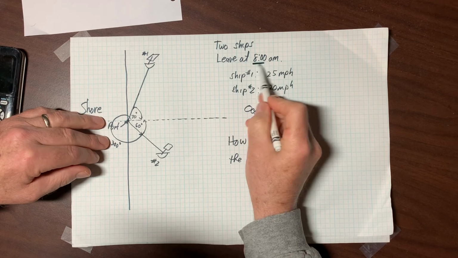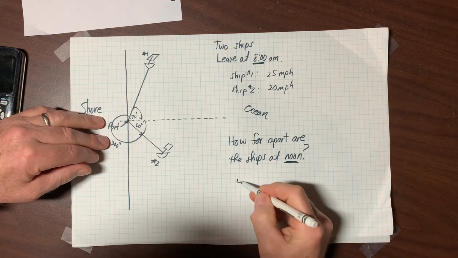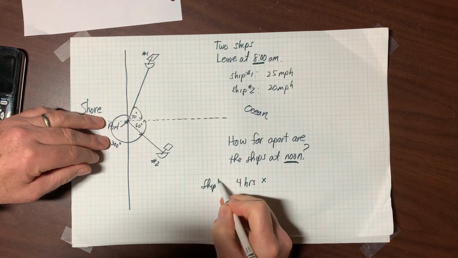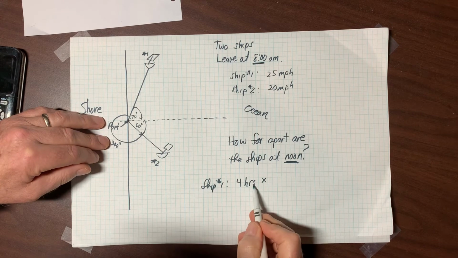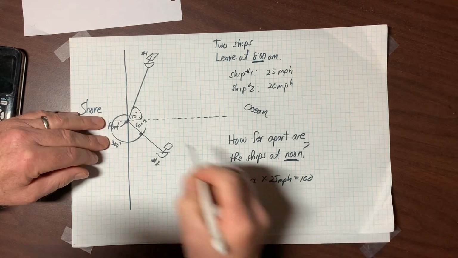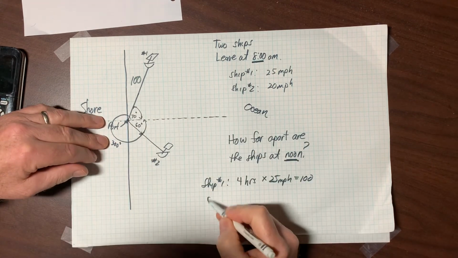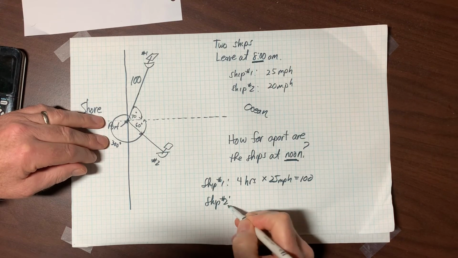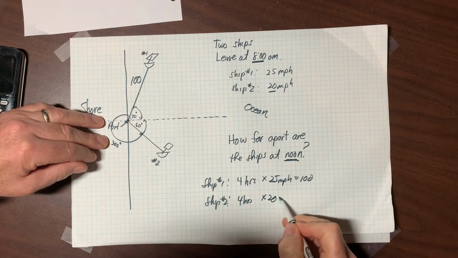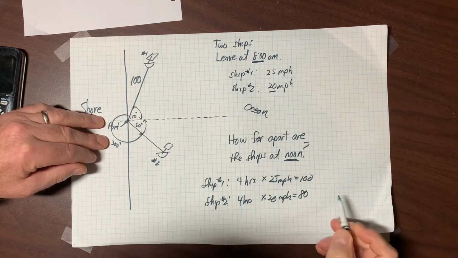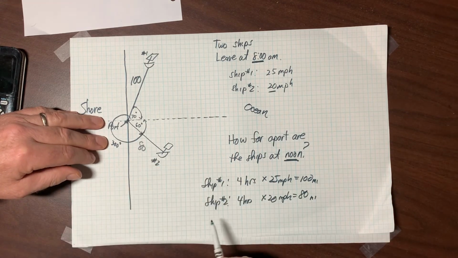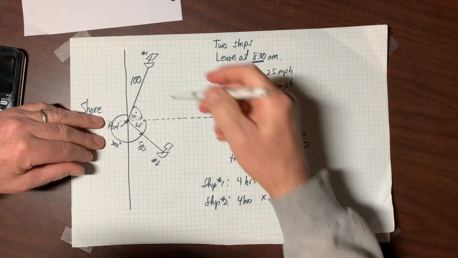So from 8 a.m. to noon would be 4 hours. And ship number 1 was traveling for 4 hours at 25 miles per hour. That's 100 miles. So this would be 100. And ship number 2 was traveling for 4 hours at 20 miles per hour. So that would be 80 miles. And the question is, how far apart are the ships? So that would be this here.